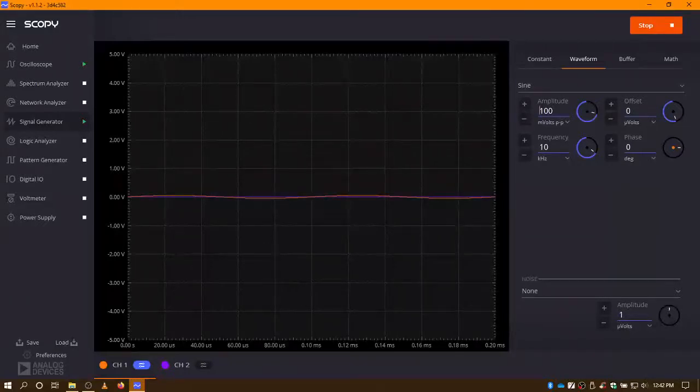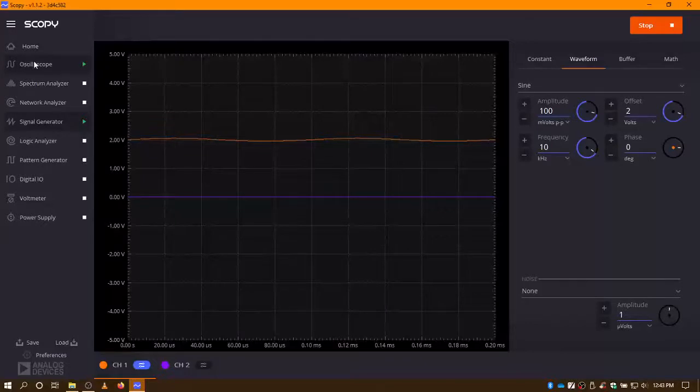And it's hard to see, but you can see a little bit of the waveform there. But I'm also going to apply a DC offset to it. I'm going to set the DC offset to 2 volts. So now I have a 10 kilohertz sine wave with an amplitude of 100 millivolts peak to peak riding on top of a DC signal of 2 volts.